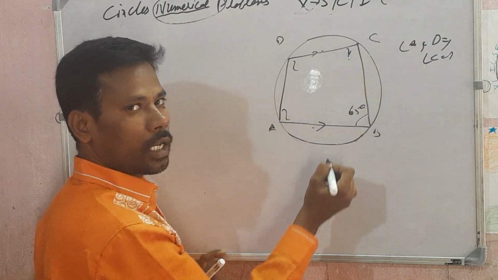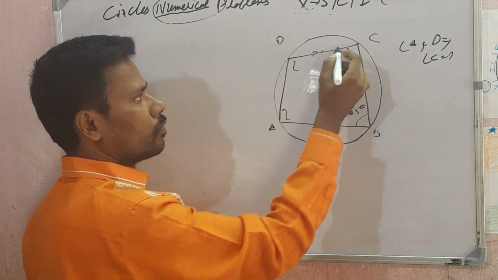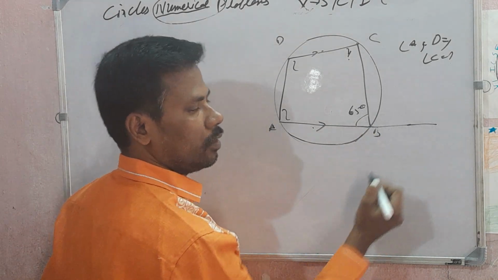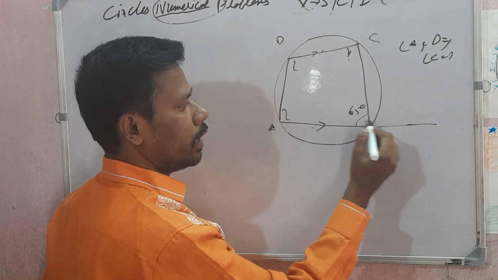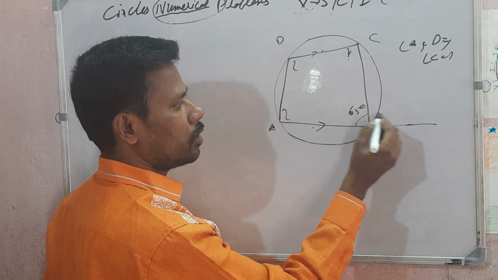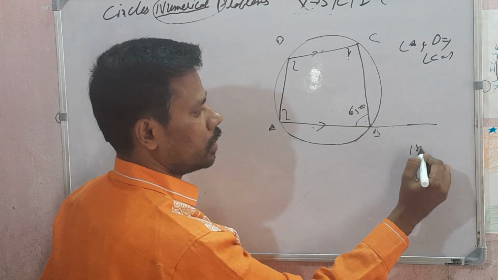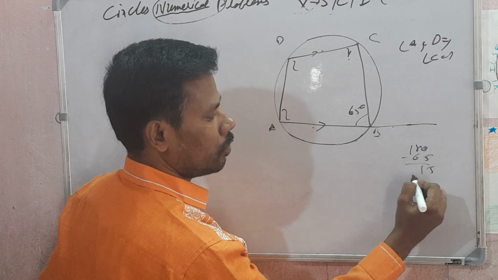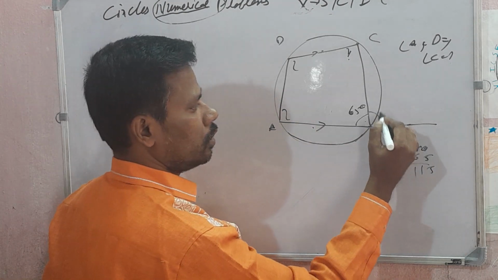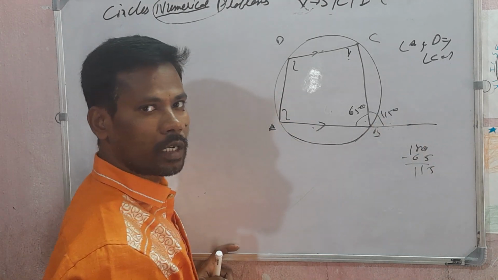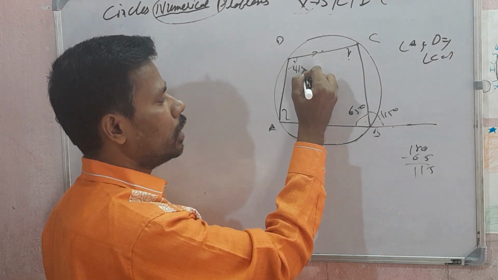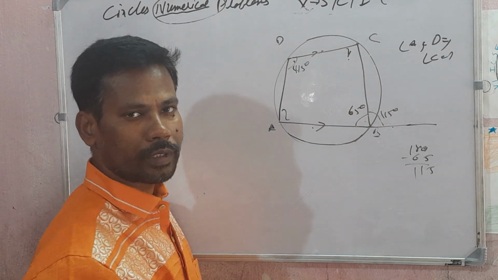So here 65. When you add these two, the result should be how much? These two lines are parallel. Or else do one thing. If you are getting confused, this straight angle, no? Straight angle measures how much? 180 degrees. 180 minus 65, that is 115. So this is 115. So exterior angle of a cyclic quadrilateral is equal to interior opposite angle. This is also 115.